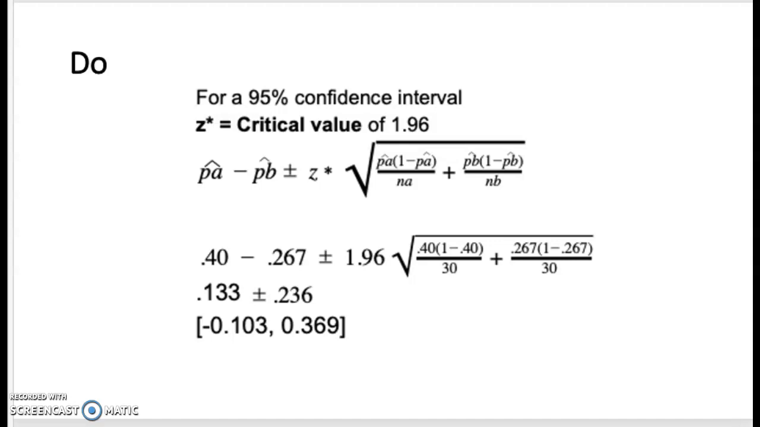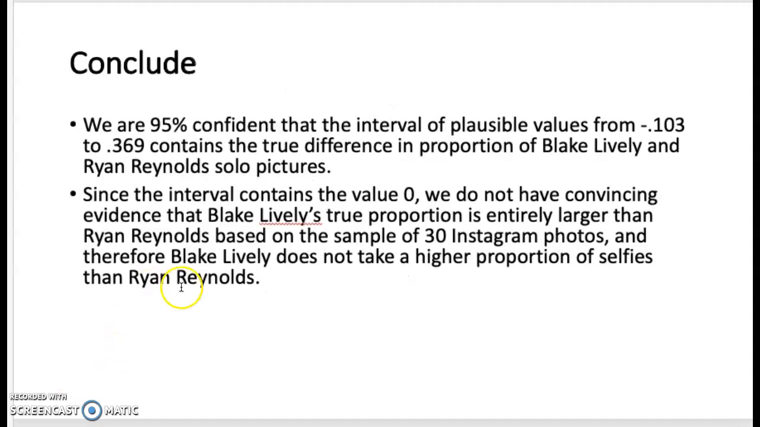My last step is to conclude. This top part represents where I've interpreted what my confidence interval actually means. I'm 95% confident that the interval from negative 0.103 to 0.369 contains the true difference in proportion of Blake Lively's and Ryan Reynolds' solo pictures. Since our interval has 0 in it, going from a negative to a positive value, we do not have convincing evidence that the true proportion is larger for Blake Lively. So we don't have evidence that Blake Lively is taking a higher proportion of selfies.